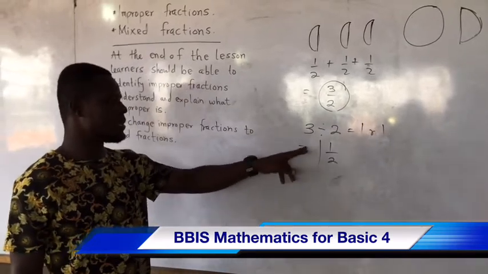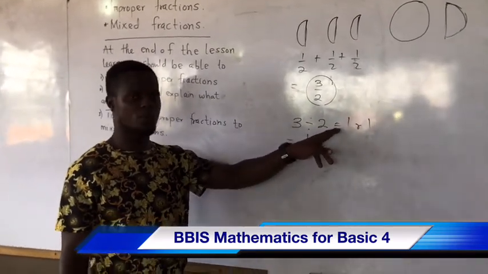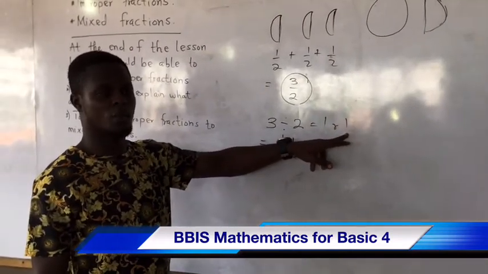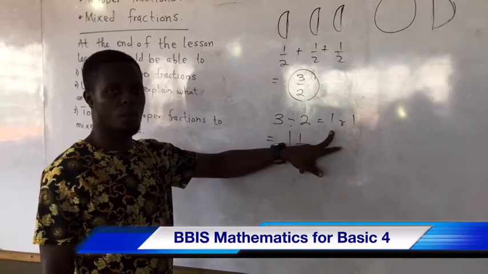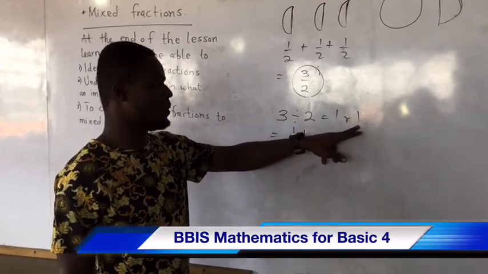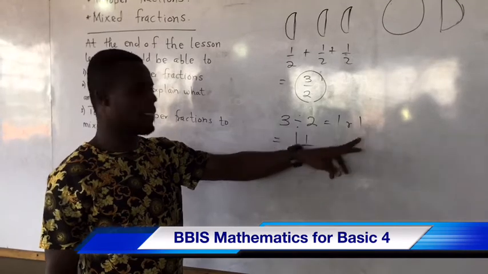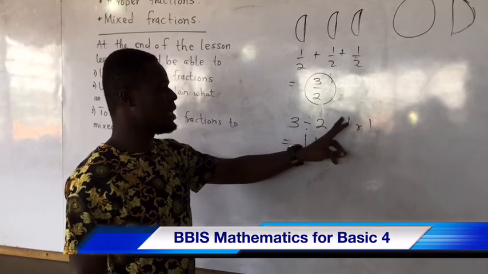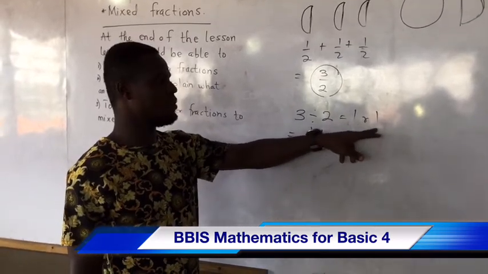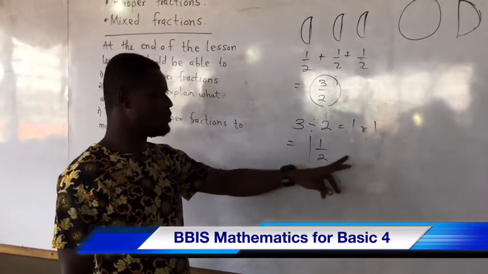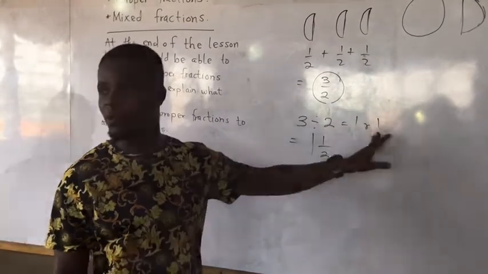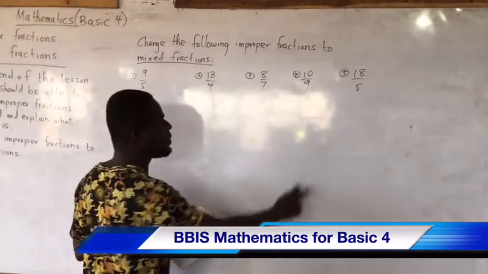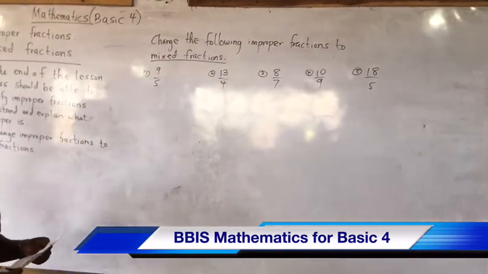So this means that 3 divided by 2 is equal to 1, remainder 1. Each person is going to get 1 whole. And then you divide the 1, which is the remainder, by the 2. So we are going to get what? Half. Yes, so we have to change all these improper fractions to mixed fractions.